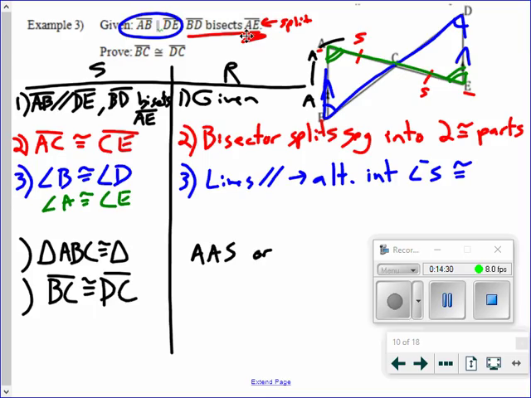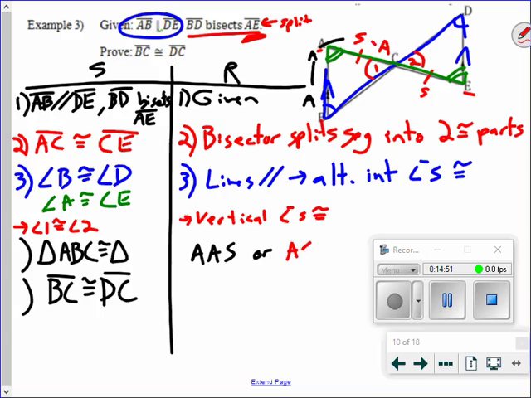But some people will notice that I have vertical angles here. So you could say angle 1 is congruent to angle 2 because vertical angles are congruent, okay? And then technically you could have angle, side, angle. Or you could still have angle, angle, side, okay? So this kind of depends what you want to do, all right?